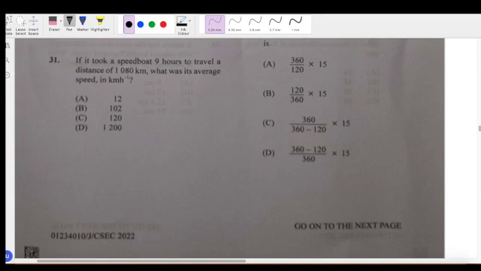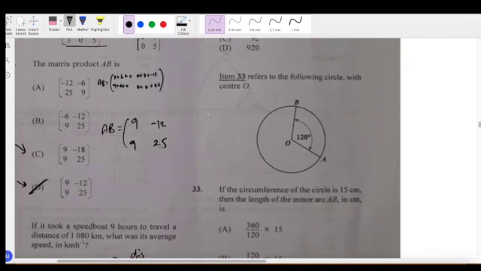31. If it took a speedboat 9 hours to travel a distance of 1080, what is the average speed in kilometers per hour? So speed is distance moved over time taken. So that is that kilometers over that amount of hours. And well, we will get here about 120, because we know that 12 times 9 is 108. So add a 0 and add a 0 there, and you'll get what you're looking for.